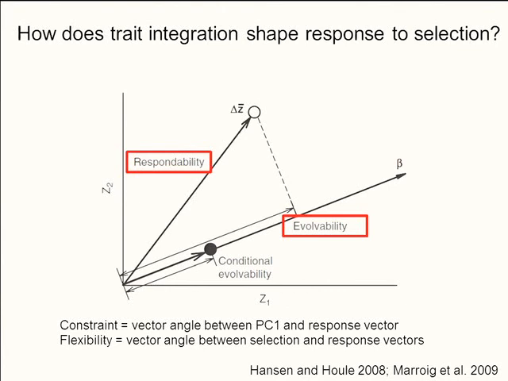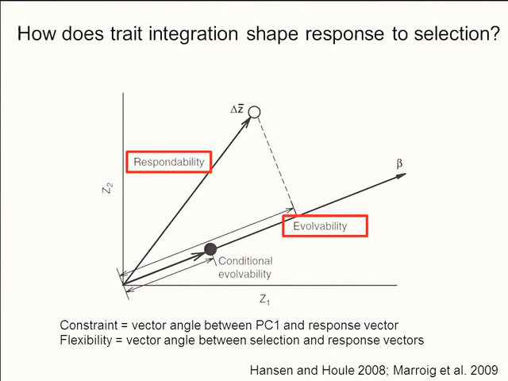And we measure a number of different attributes, but the ones I'll be talking about just very briefly right now are respondability, which is the total magnitude of the response to selection by this matrix that represents a population or a species. We look at evolvability, which is the magnitude of the response only in the direction of selection. And then we can look at a couple of angles.